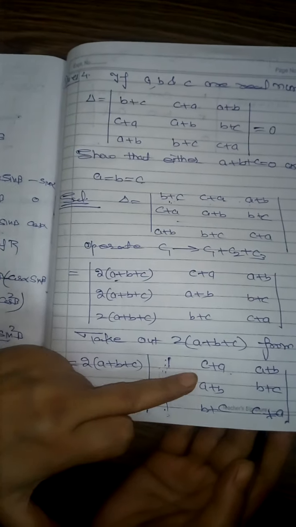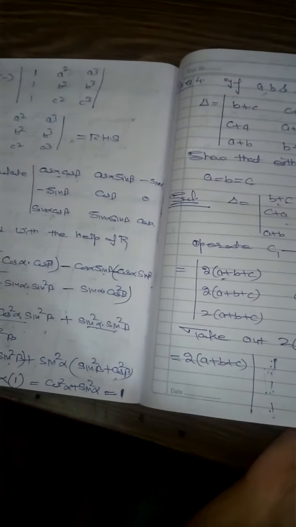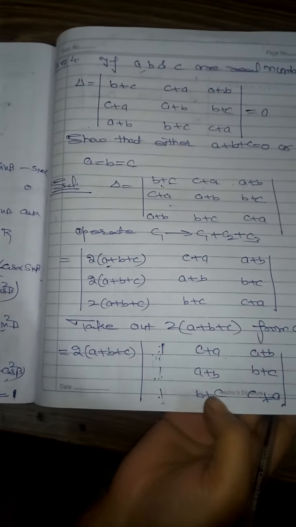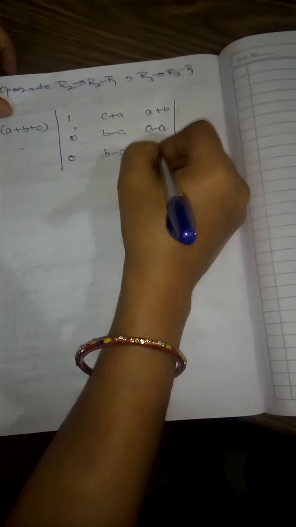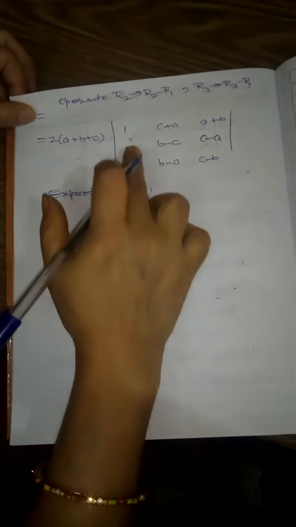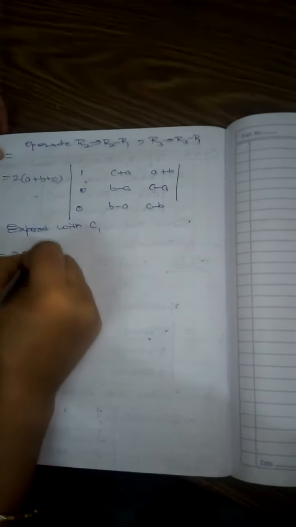So C cancels, B minus A is left, and next, C plus A and minus A plus B, A cancels, C minus B will be left. So what is left here? B minus A and C minus B. After that we will expand this determinant with C1, because in this first column two elements are 0, so it is easy to expand the determinant.